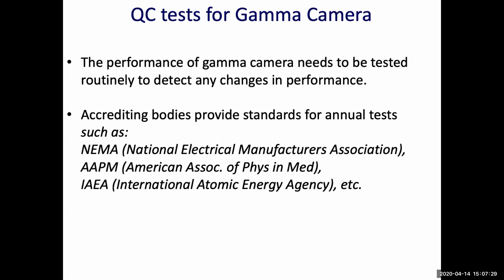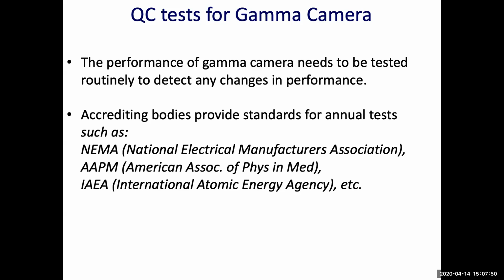Let's go quickly through the quality control of the gamma camera. The performance of the gamma camera needs to be tested routinely to detect any change in performance. Routine QC tests are performed daily, weekly, and monthly, and an annual assessment should be performed by a qualified medical physicist to compare with the baseline acquired during acceptance testing.